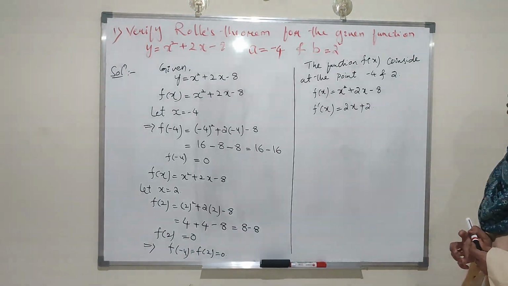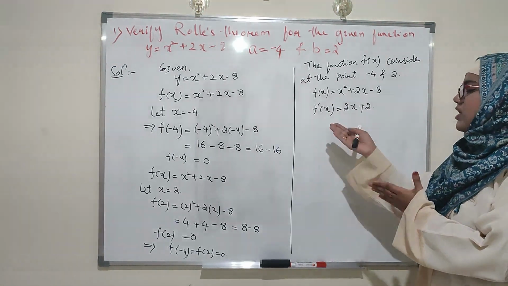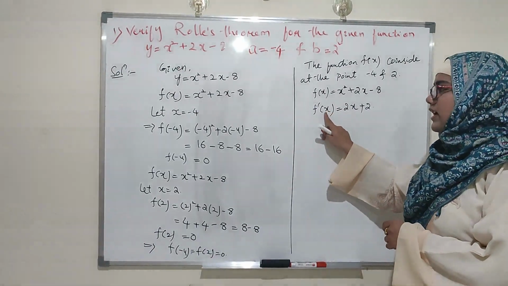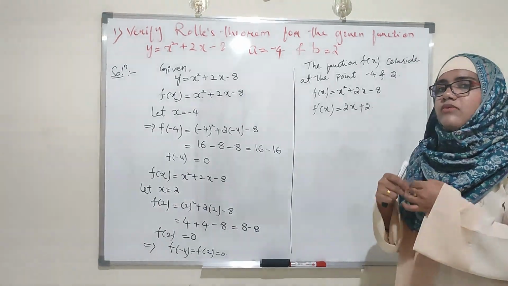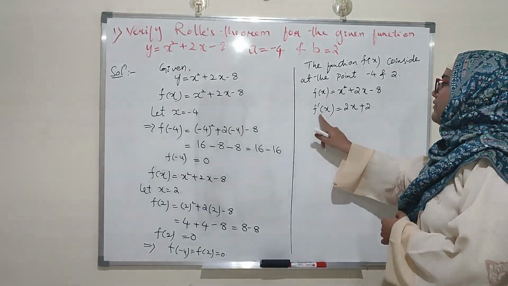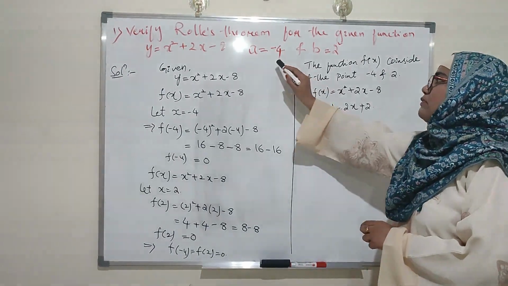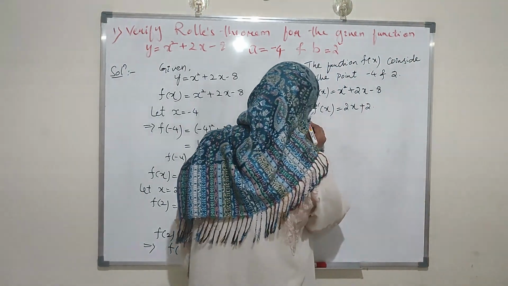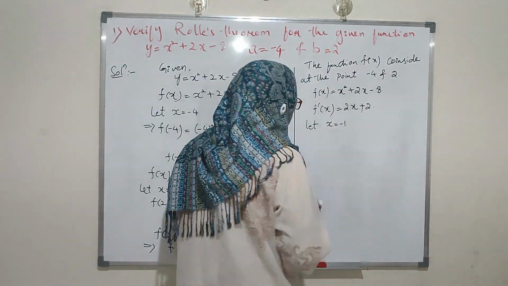Now we have to choose one point x such that f dash of x becomes 0. We have to replace this x by the value such that f dash of x will become 0, and that point lies in between 2 and minus 4. Now let x equal to minus 1.